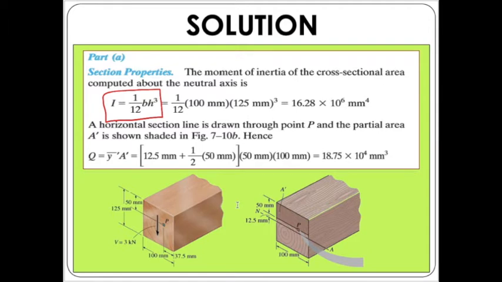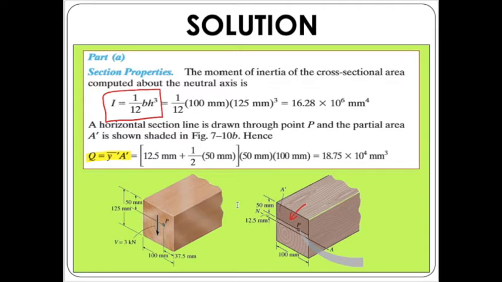As for this example, we have already determined the I value. Next is the Q value. The shaded area here is this area A. We are going to consider the top part of the segment, so the equation for Q is equal to y bar multiplied with A prime, where A prime is the area on the top part of the segment.